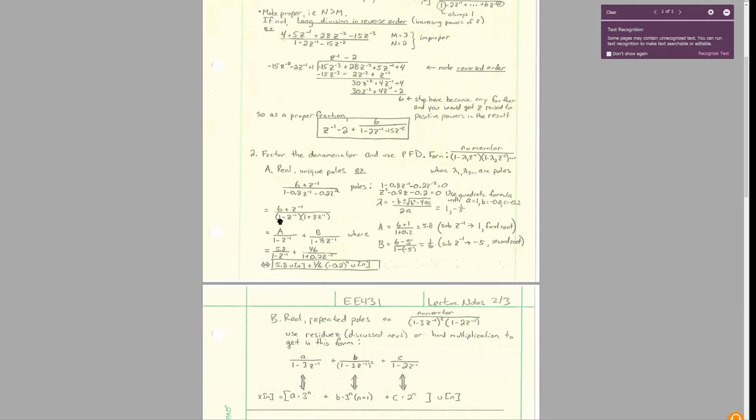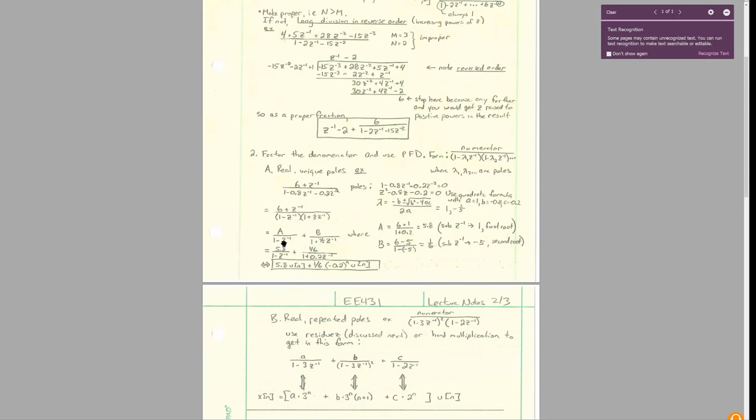Okay, everything else works just like it did in EE431. So this now has 2 real roots, one corresponding to this root, one corresponding to this root. So you can break them apart into the sum of 2 things, and you'll use the cover-up method.